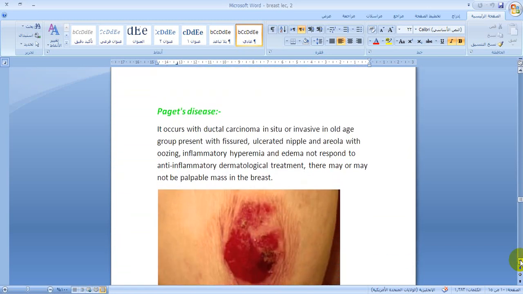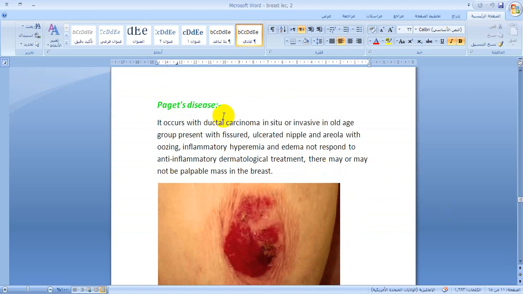شنو الباجت ديزيز؟ الباجت ديزيز occurs with ductal carcinoma in situ or invasive ductal carcinoma in old age. احنا الباجت ديزيز اخذناه بالفيميل جنتال تراكت، قلنا بالبالفولار باجت ديزيز هو not associated with underlying tumor، على العكس من البريست. الباجت ديزيز of the breast is associated with underlying tumor، قد يكون ductal carcinoma in situ او invasive ductal carcinoma بالاولد ايج جروب.